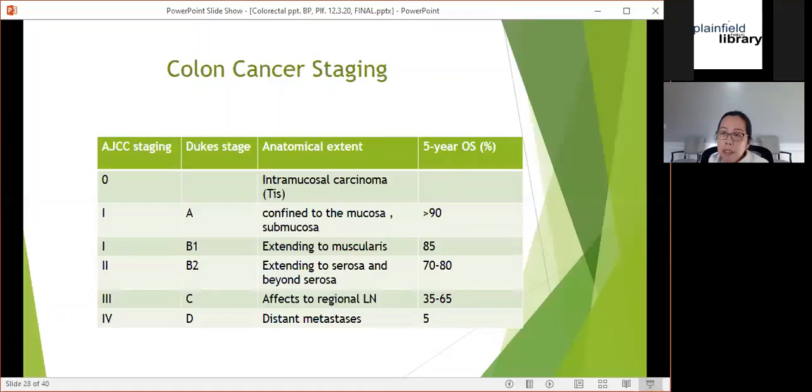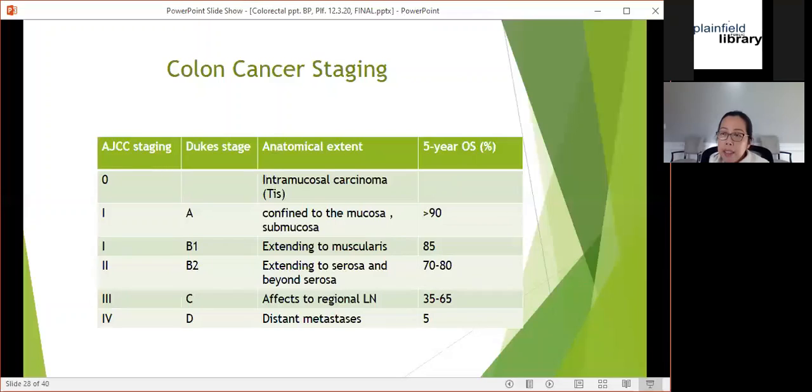Stage 1, Duke stage B1, is a tumor extending to the muscle layer. 5-year overall survival is around 85%. Stage 2, Duke's stage B2, is a tumor extending to the serosa and beyond the serosa. 5-year overall survival is about 70 to 80%.